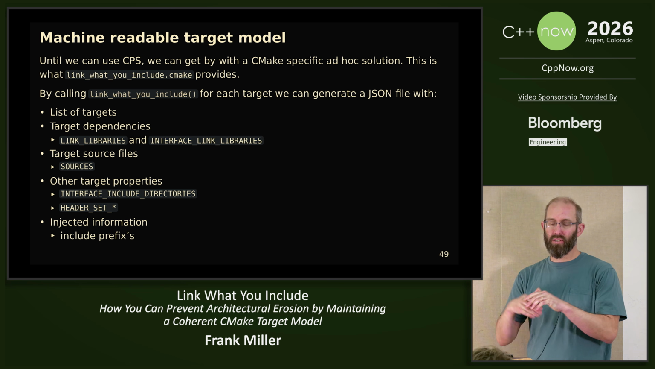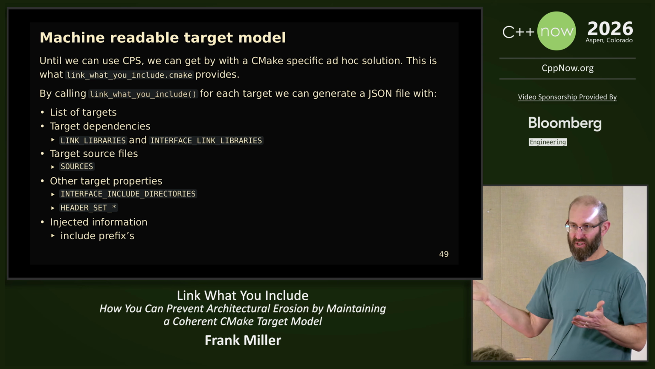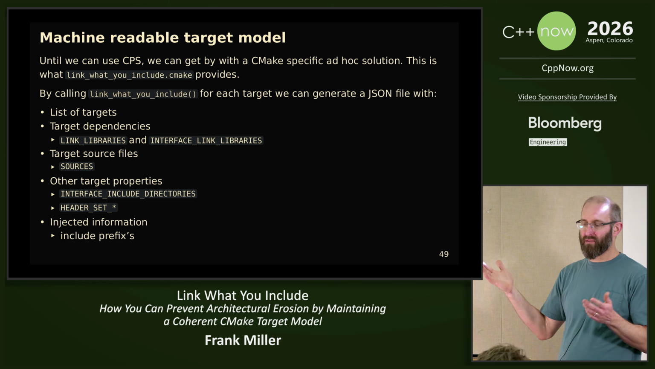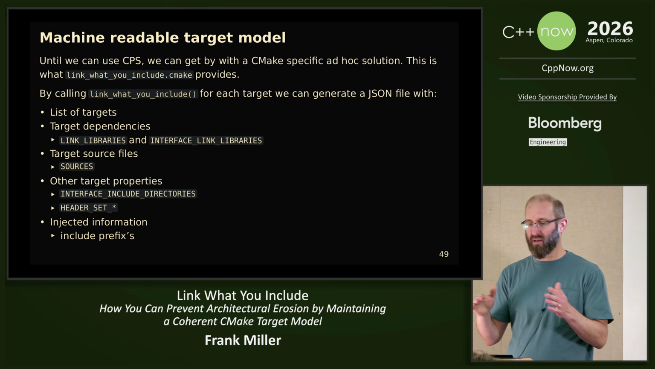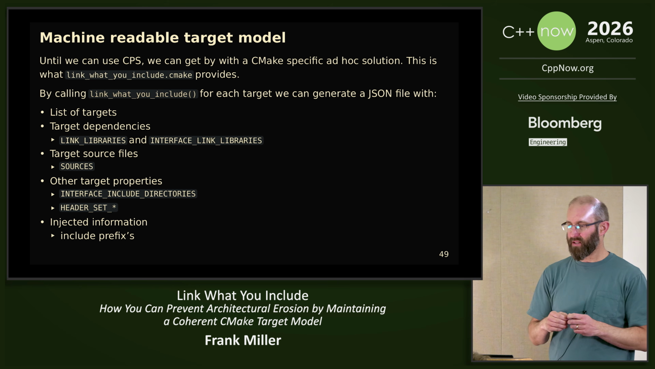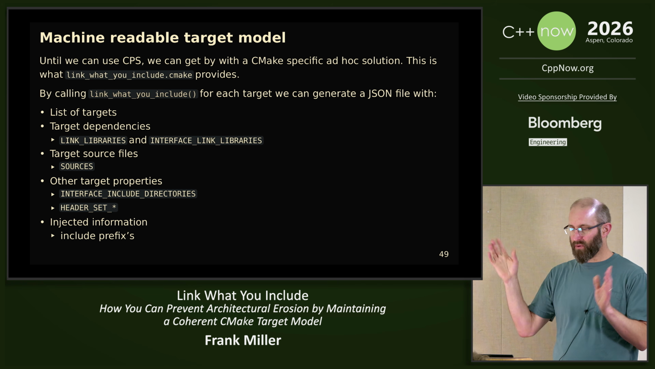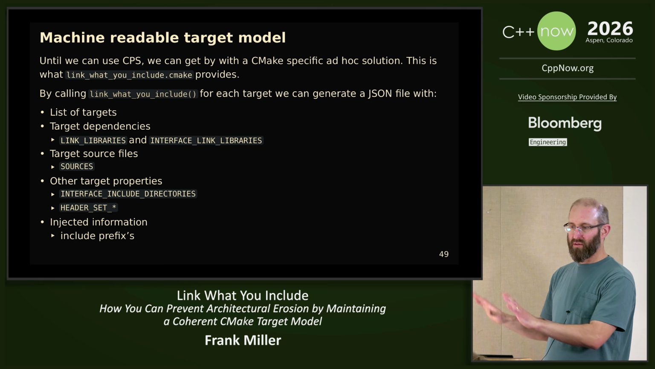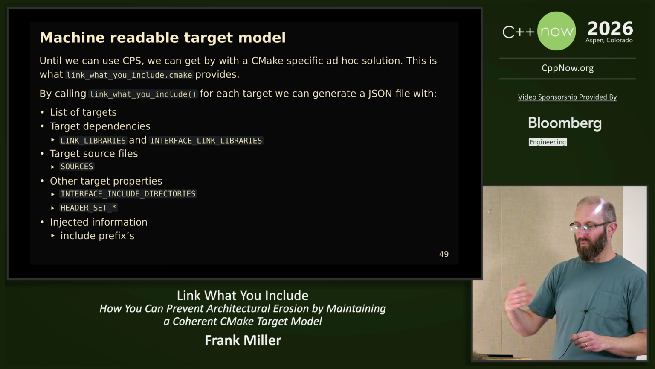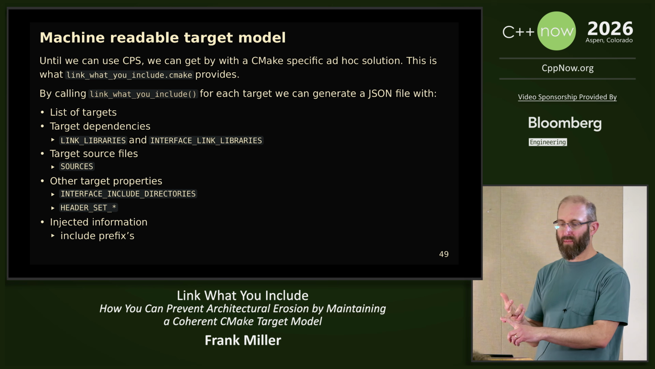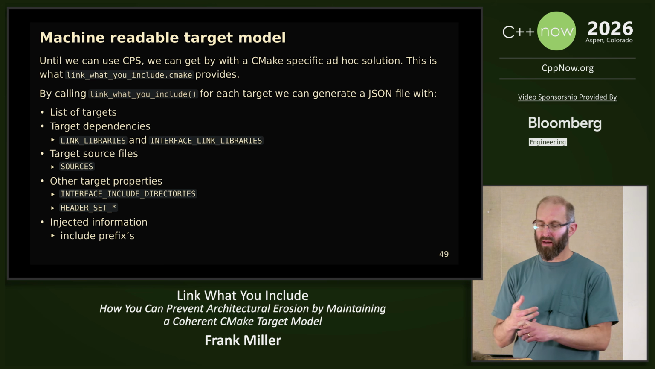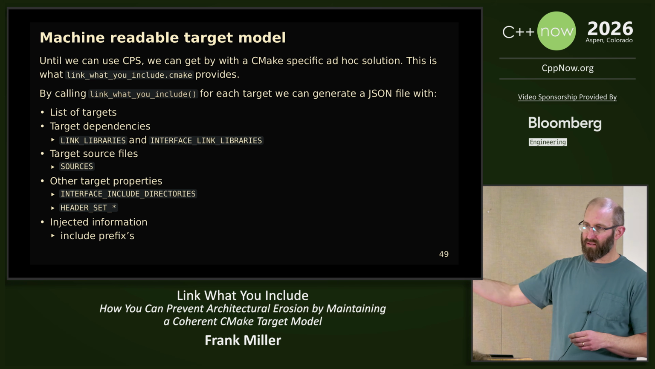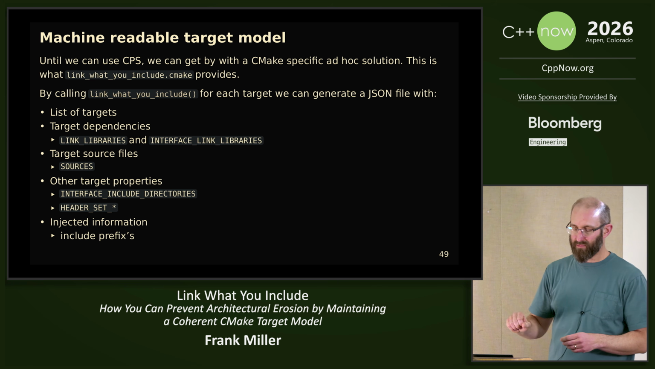Okay, so until we have CPS, we still need a machine readable target model. In the meantime, we can get by with a CMake specific ad hoc solution, and that's what this link what you include.cmake thing provides. By calling the link what you include CMake function for every target, there's some wizardry under the hood that's generating a JSON file with a list of targets and a bunch of their properties that we need, like the link libraries and the interface link libraries, the source files, and some other things like interface include directories and this header set thing, which I'll talk more about.